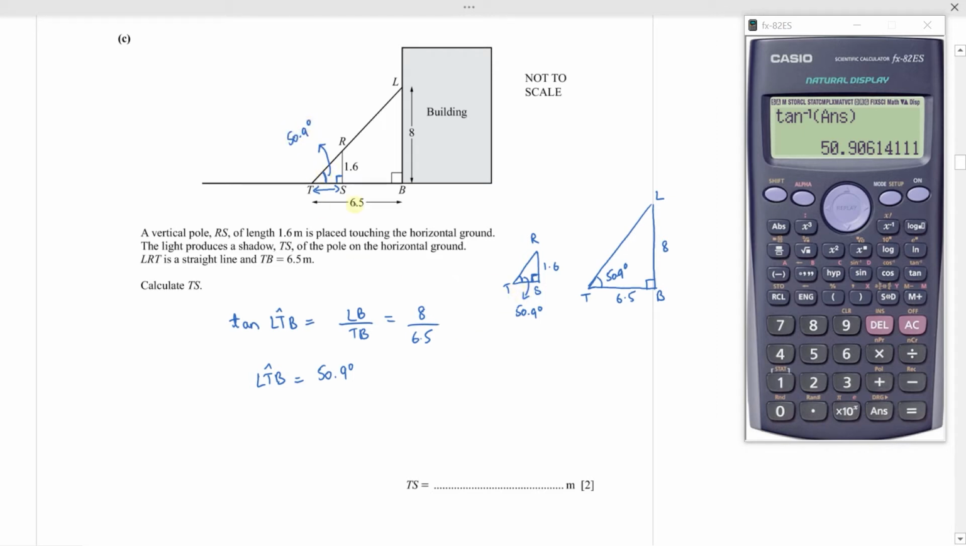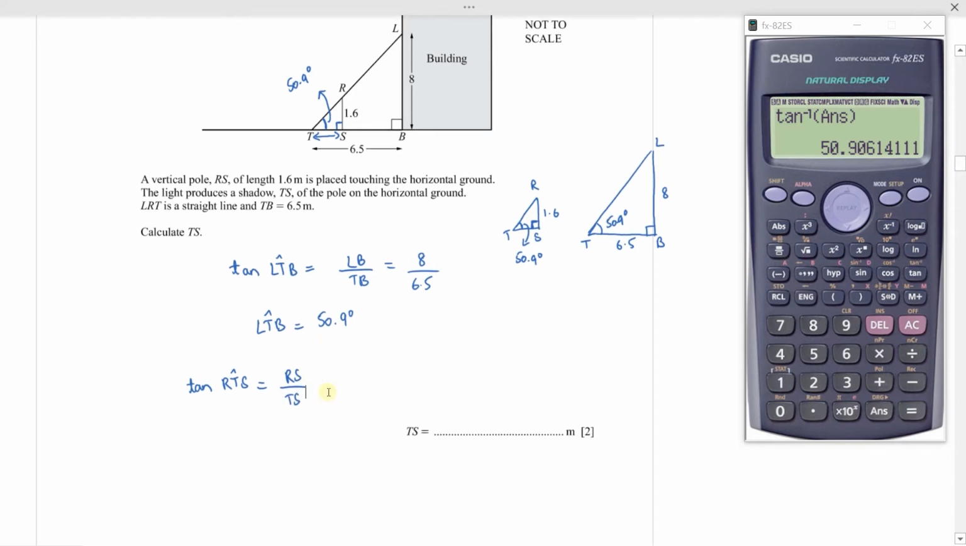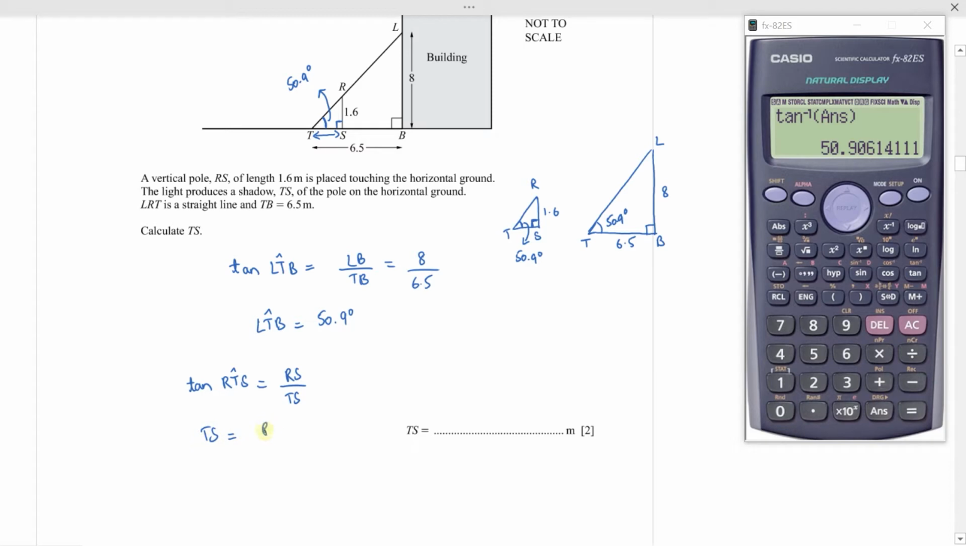So I know this angle here, and I know the perpendicular height of this small triangle RTS, so I can easily find TS. Again, tan of angle RTS equals the perpendicular, which is RS, over the base, which is TS. Now if I make TS the subject of this equation, I'll take it here in the numerator, and tan RTS will come down here. So TS will be RS over tan of RTS. RS is 1.6, and the angle RTS is 50.9 degrees.